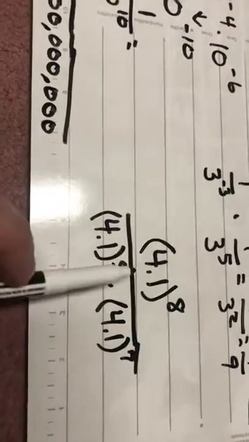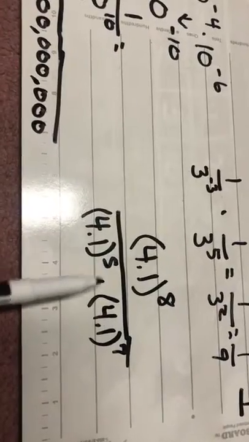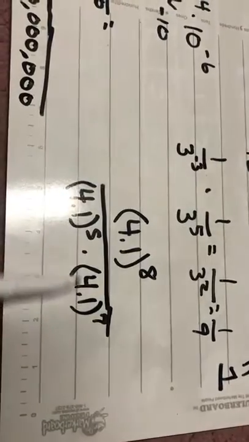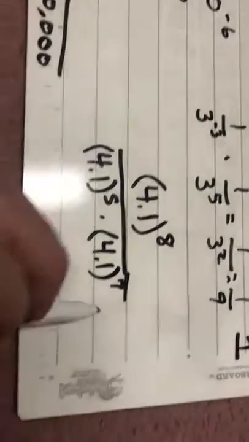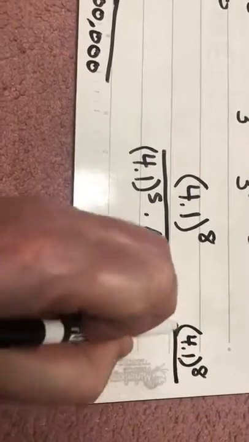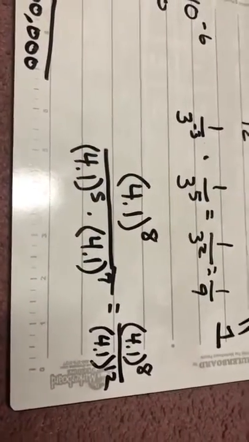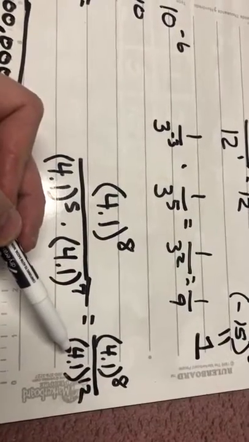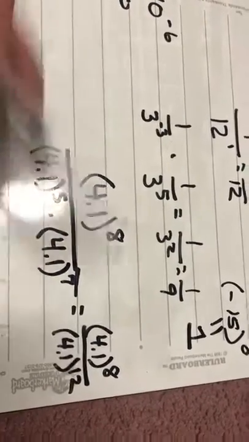Let's look at this last one here in this section. 4.1 to the power of 8 being divided by 4.1 to the power of 5 times 4.1 to the power of 7. First I want to combine these. Same base number, 4.1. Since this is a multiplication problem, I'm going to add 5 and 7. 5 plus 7 equals 12. So this is going to leave me with 4.1 to the power of 8 over 4.1 to the power of 12. So now I just have a division problem: 4.1 to the power of 8 divided by 4.1 to the power of 12. And so that's a subtraction problem. 8 minus 12.